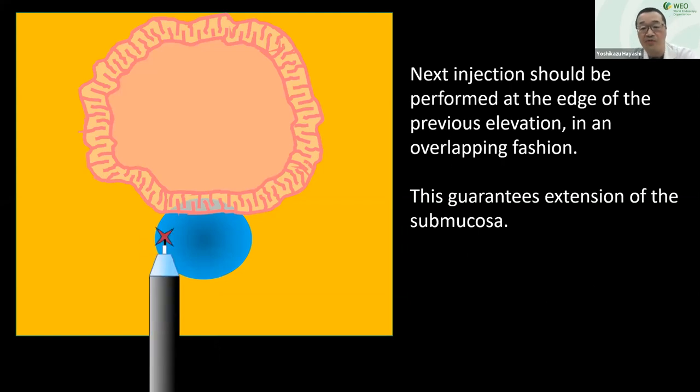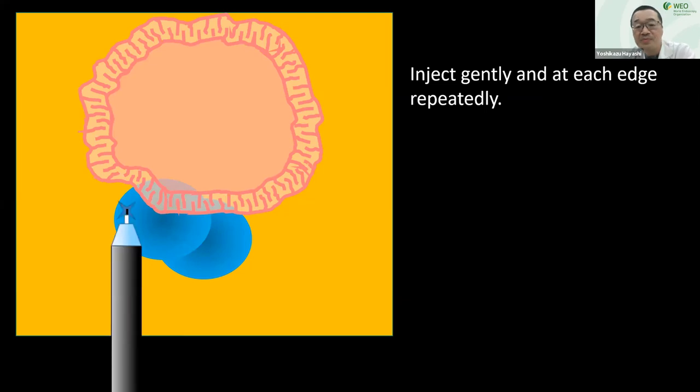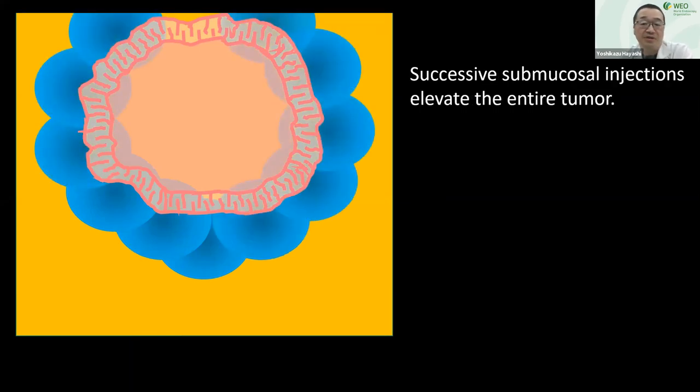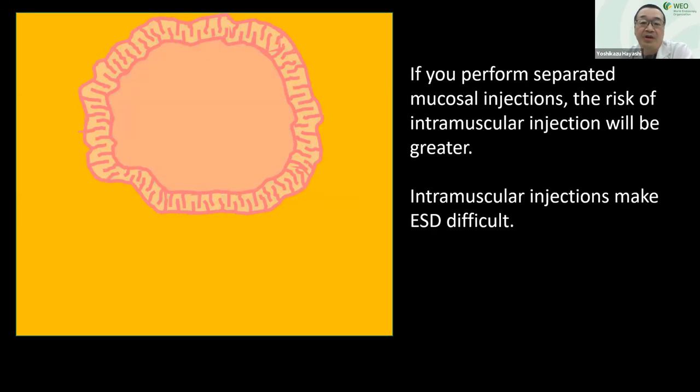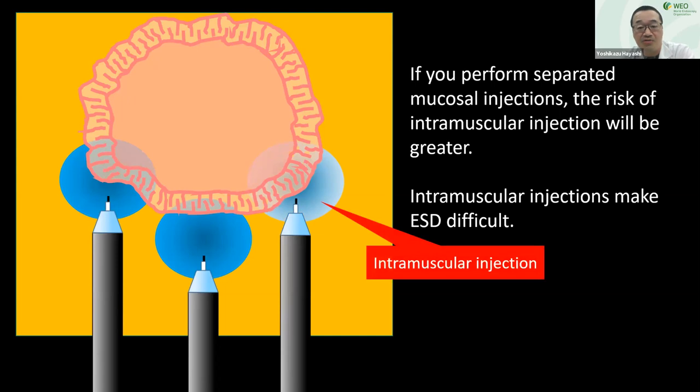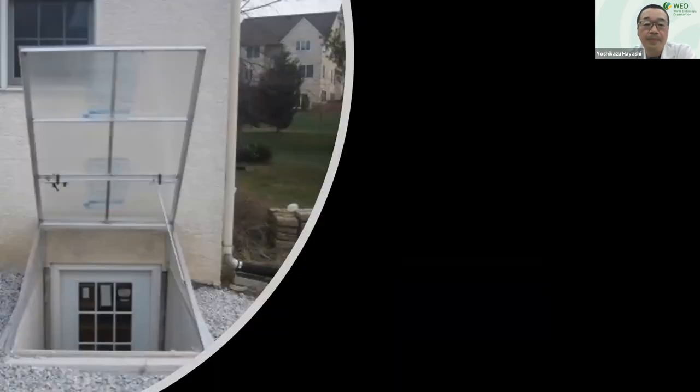Next, the injection should be performed at the edge of the previous elevation in an overlapping fashion. It guarantees extension of the submucosa. Inject gently and at each edge repeatedly. Successive submucosal injections elevate the entire tumor. If you perform separated mucosal injections, the risk of intramuscular injection will be greater. Intramuscular injections make ESD difficult.